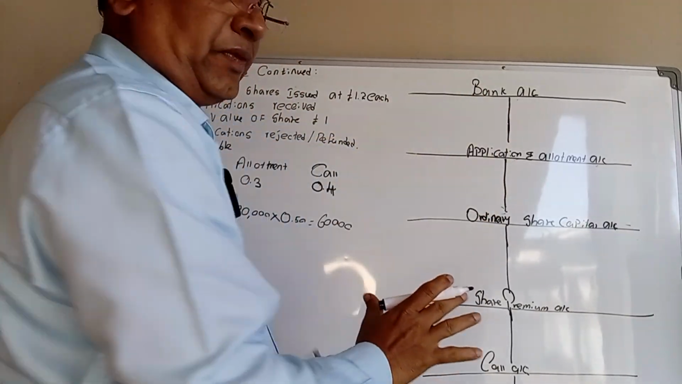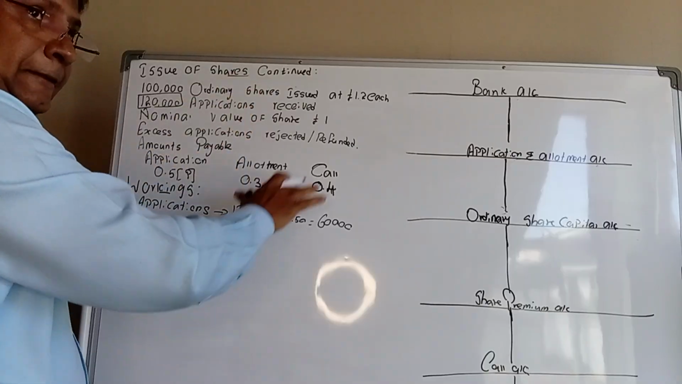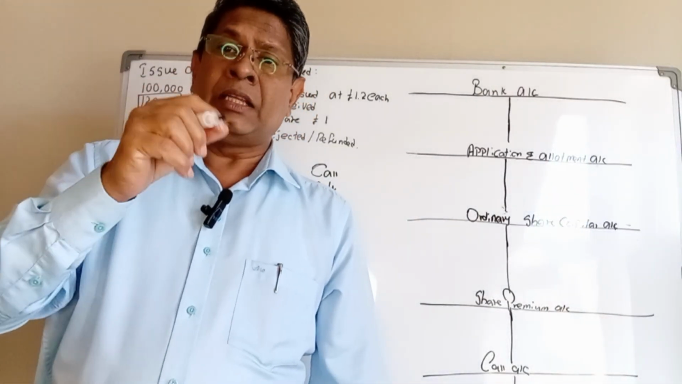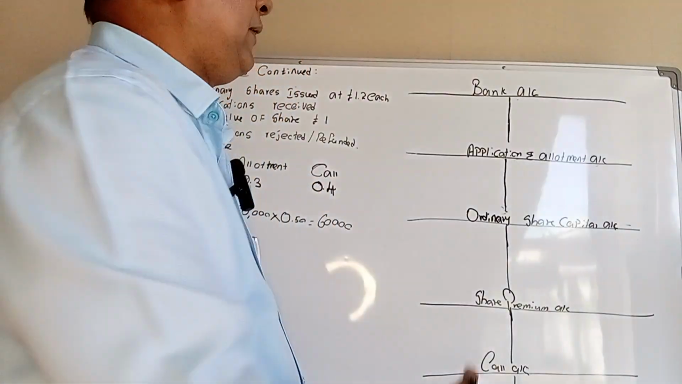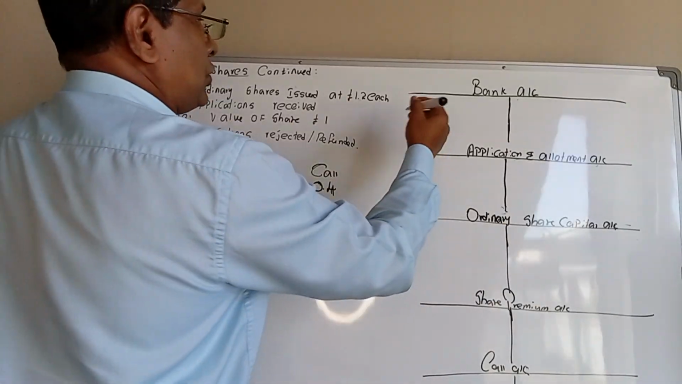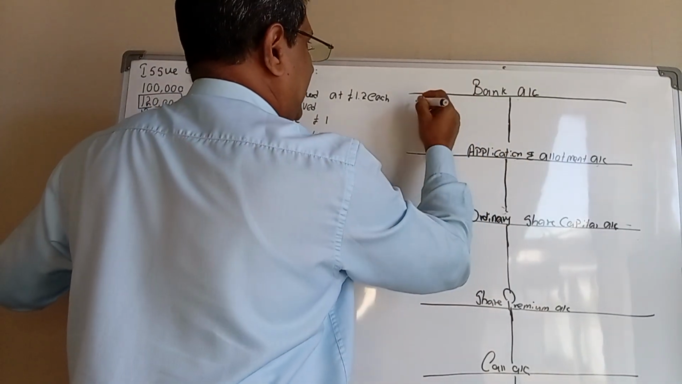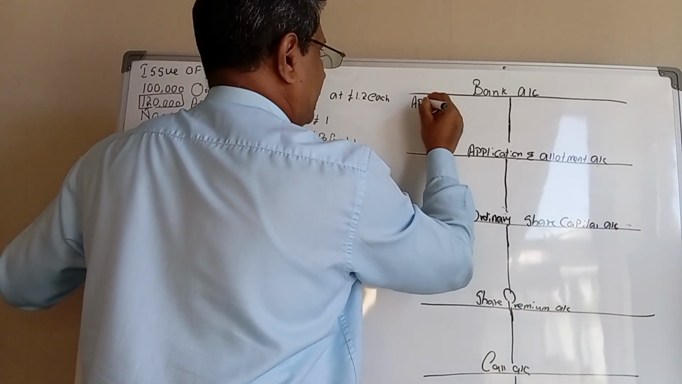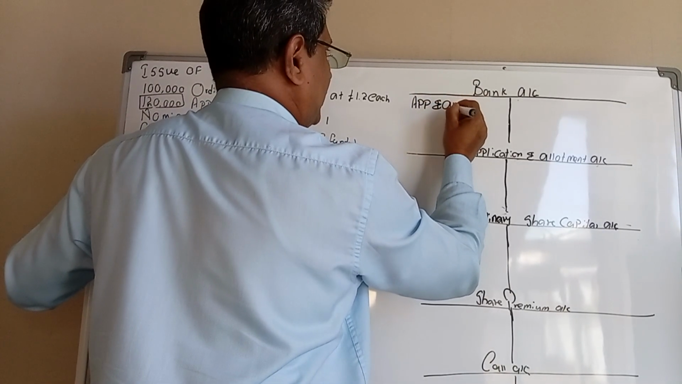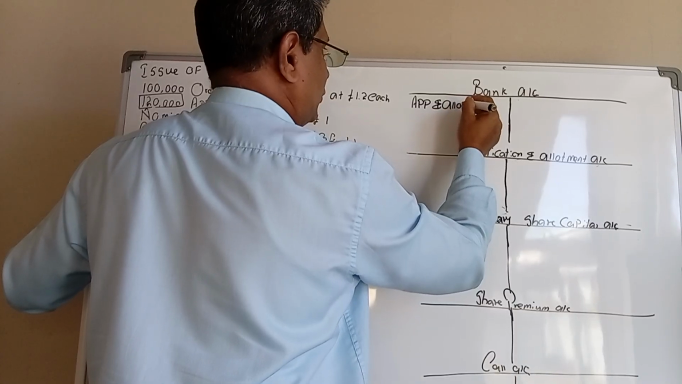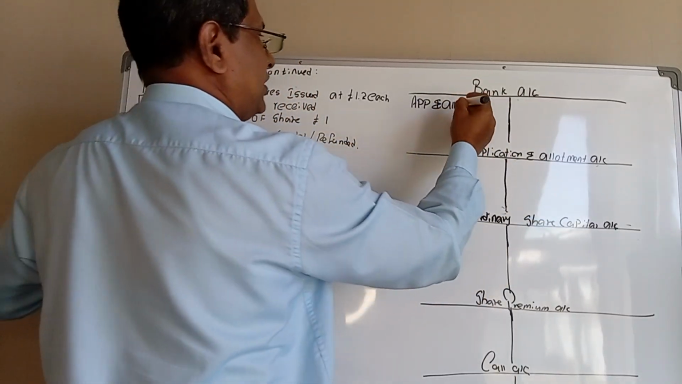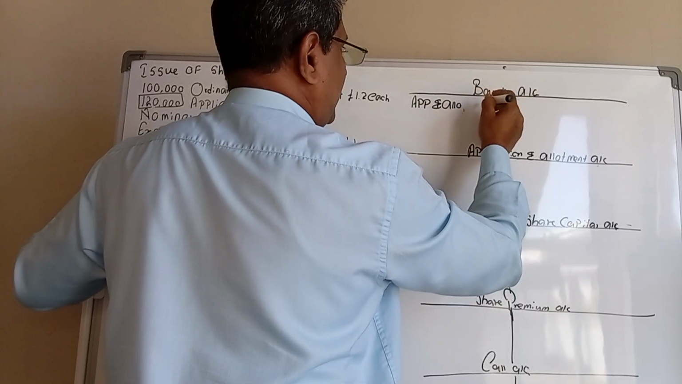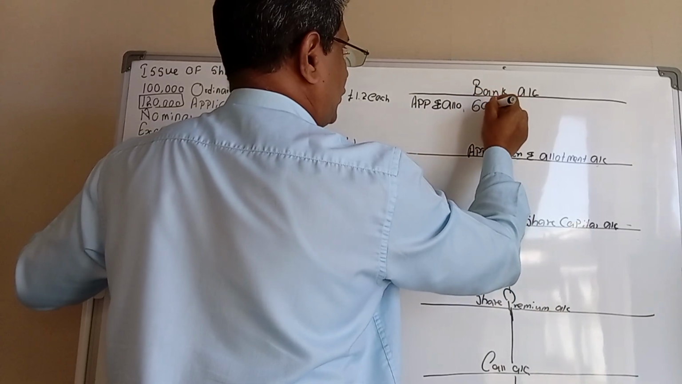Since I'm not having dates here, but the Edexcel examiner sometimes wants the dates, and the narratives are very important. I will not put the dates for this question. So money comes into the bank. I will debit my bank as application and allotment. I'm writing the short form due to the space that I have. I'll debit my bank by 60,000 as application and allotment.